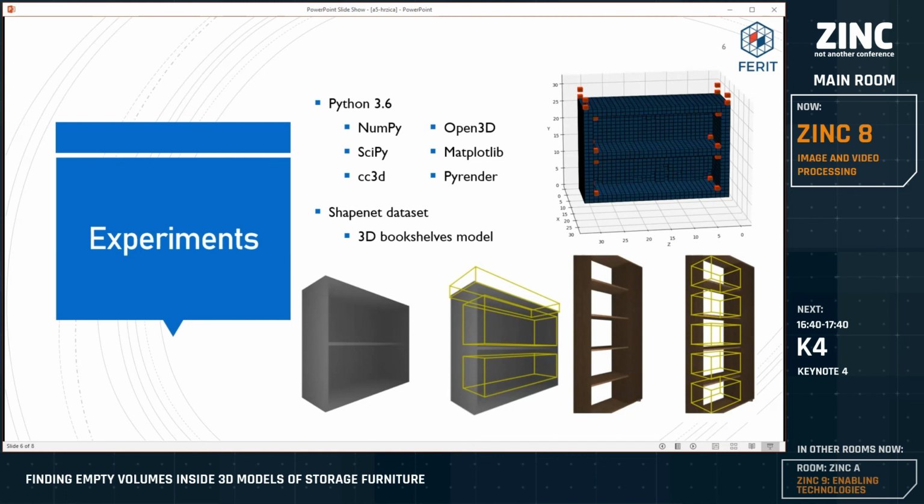And here you can see another query model. This shelf doesn't have a back panel. The algorithm found all the spaces for storage. Here you can see there is no storage space.